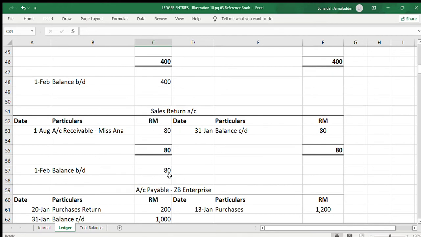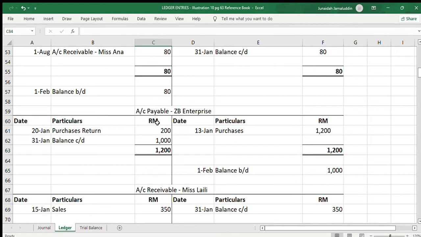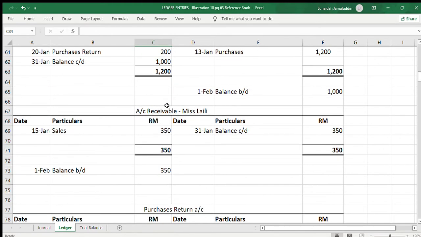Sales return, it has a debit balance. Because of what? Because sales return represents a decrease in revenue. Okay, a decrease in revenue must have a debit balance. Okay, alright. And then account payable is a liability. So liability, okay, liabilities are credit items. So liability is a credit item, so it must have a credit balance. Alright, and then account receivable is an asset, so that's why it has a debit balance.